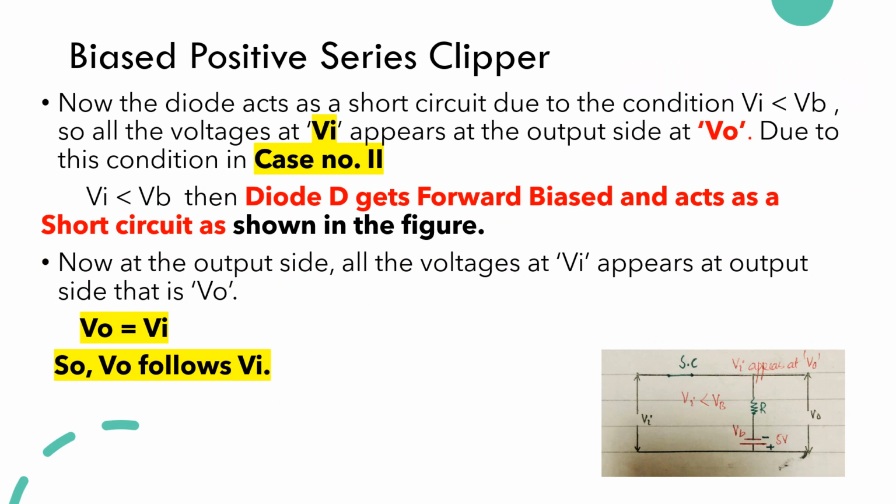Now the diode acts as a short circuit due to the condition Vi is less than Vb. So all the voltage at Vi appears at the output side, at V out, due to this condition. When Vi is less than Vb, the diode D gets forward biased and acts as a short circuit as shown in the figure below. Now at the output side, all the voltage at Vi appears at V out. So V out is equal to Vi. It means V out follows V input.